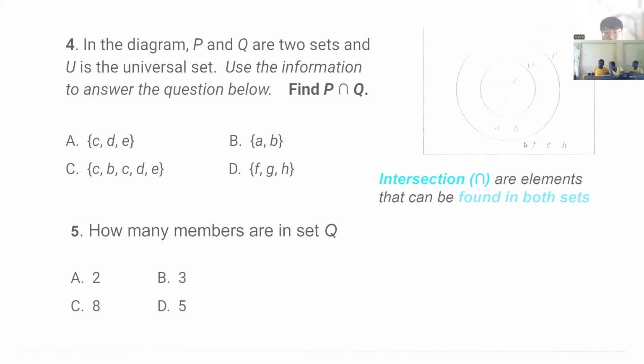Okay. Question number 4. In the diagram here, P and Q are two sets, and U is the universal set. Use the information to answer the question below. Question 1 says, find P intersection Q. And I'm going to make this a little bigger.